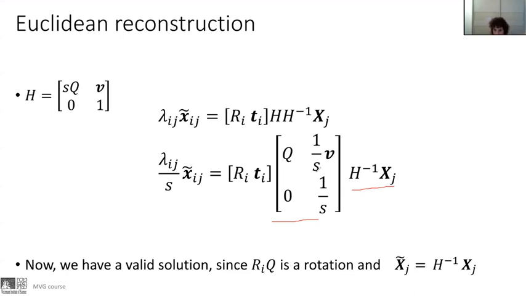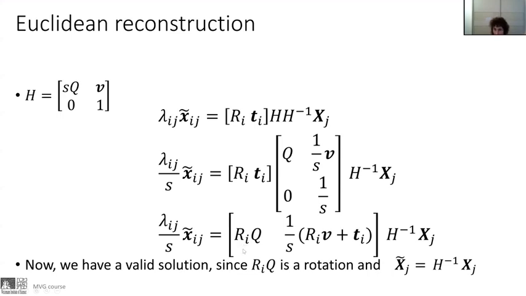And now, as you see, I don't have the problem that I had before. Why? Because now Ri multiplies Q, and rotation by rotation stays rotation. Therefore, I'm getting the following new camera matrix: Ri times Q, which is a rotation, a new translation vector, and a new set of points, which can be seen as a global translation, rotation and scaling of the situation.